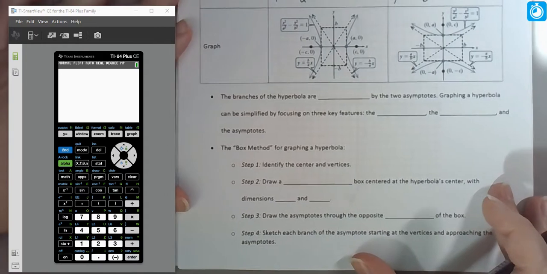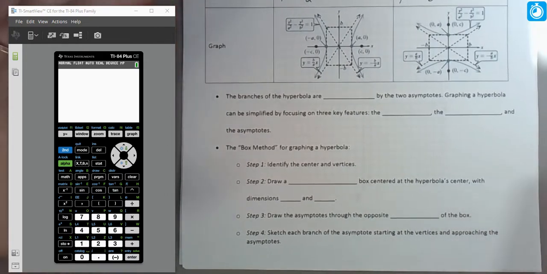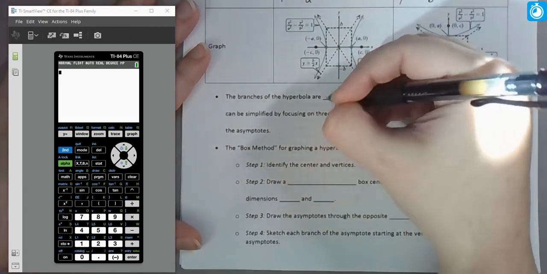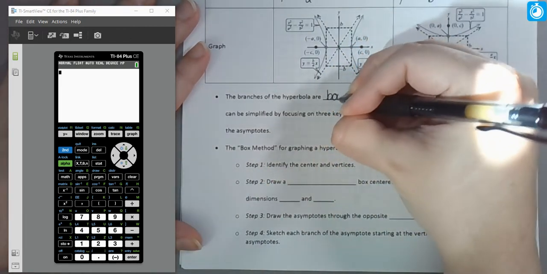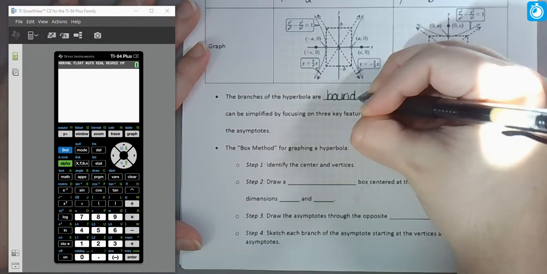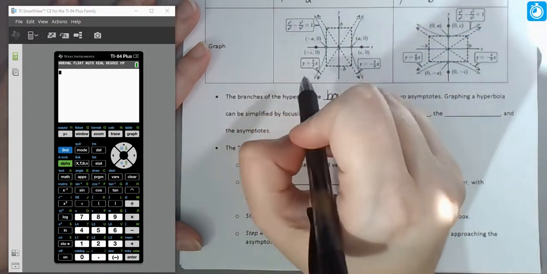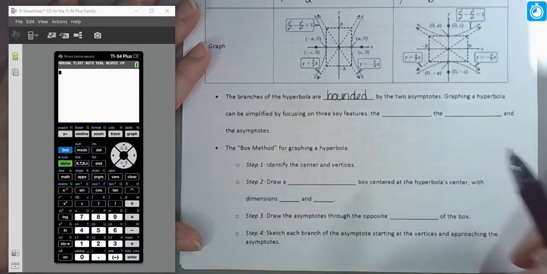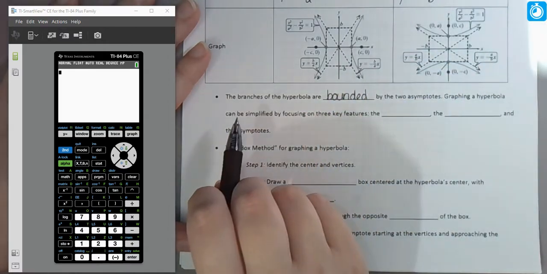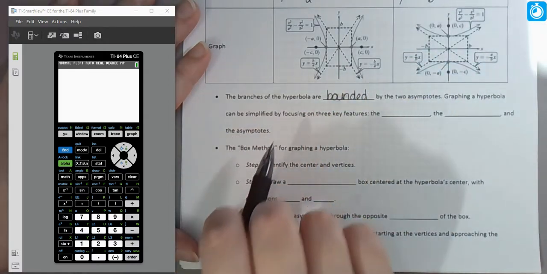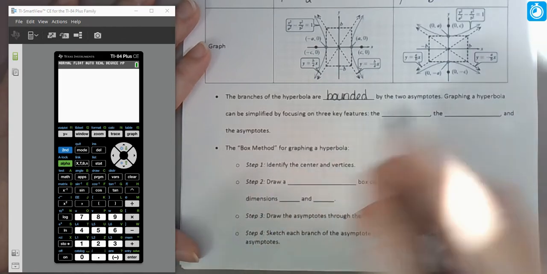Okay, so before we actually graph, let's talk about an actual approach to graphing. So again, the branches of the hyperbolas are bounded by our two asymptotes, in other words, confined within them, given shape by them. And then graphing a hyperbola can be simplified by focusing on key features, including these asymptotes.